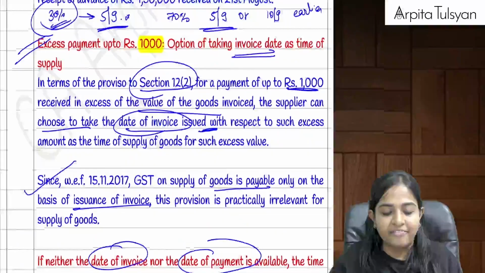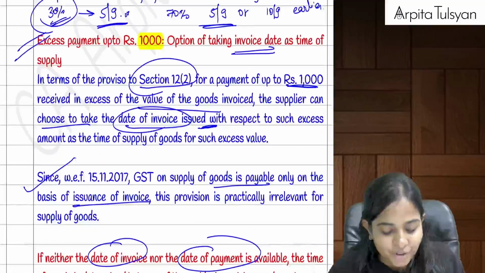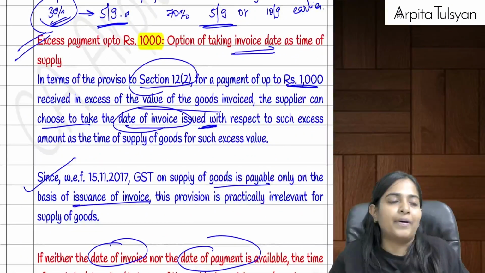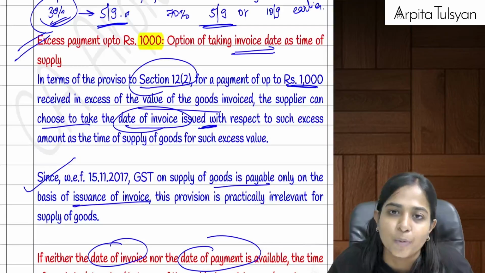You can simply refer to it. Okay, we have considered everything in our main batch also. Next one is excess payment up to ₹1,000.